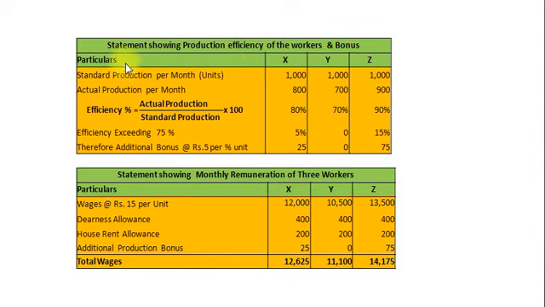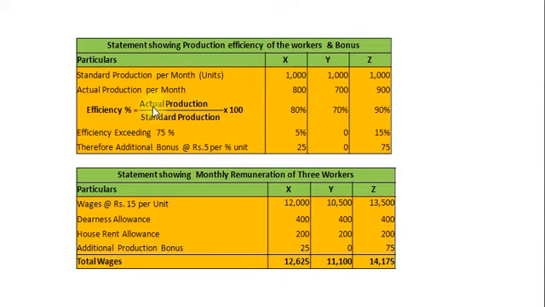For that we prepare a statement, particulars X, Y and Z. First of all, we will take standard production per month in units, that is 1000. Standard production means during a month and in a normal condition every laborer can produce 1000 units. Actual production per month by X 800 units, Y 700 units and Z 900 units. So the production efficiency percentage of laborers would be actual production divided by standard production multiplied by 100.